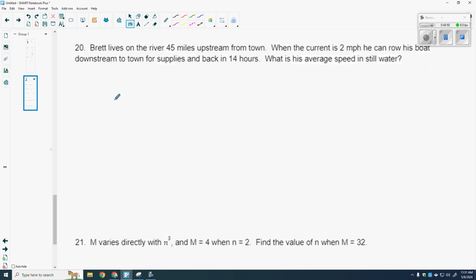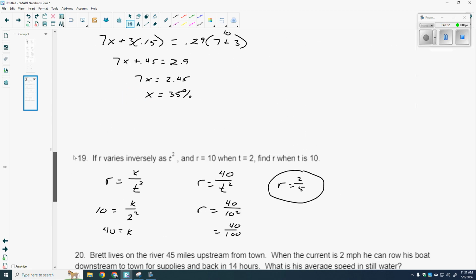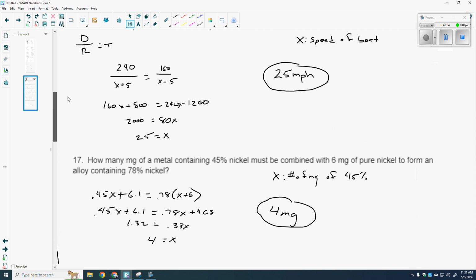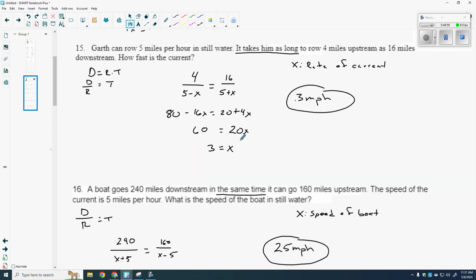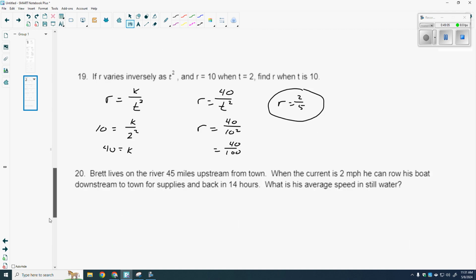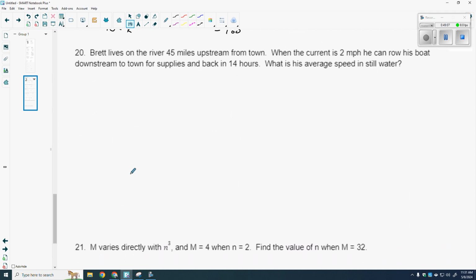Question 20. As I read my problem, remember back in question 15 and 16, we knew that it takes him as long as and same time. So in these two problems, we set the times equal to each other. Is that the same for this one? Brett lives on a river 45 miles upstream from town. When the current is 2 miles per hour, he can row his boat downstream to town for supplies and back in 14 hours. Not the same setup.